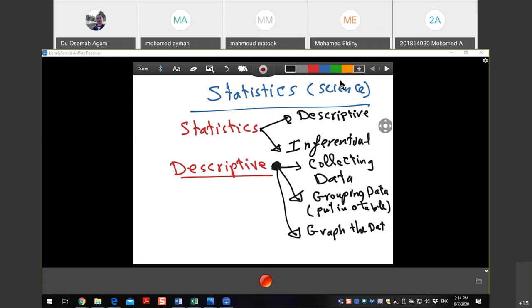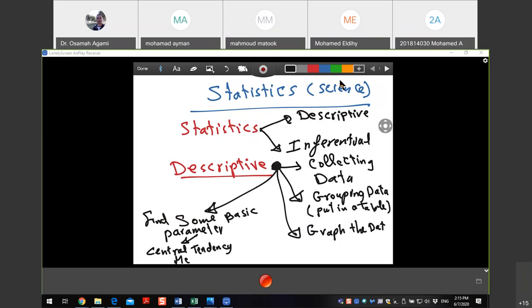Also, you find some basic parameters. What do they call the parameters? They come in two types: central tendency measurements, which in Arabic are مقاييس النزعة المركزية, and dispersion measurements. In detail we will cover everything about this. This is all what you are going to do in this summer course, inshallah, and it will be easy.